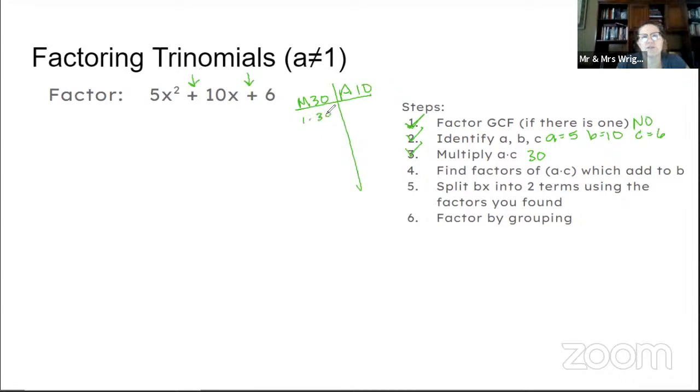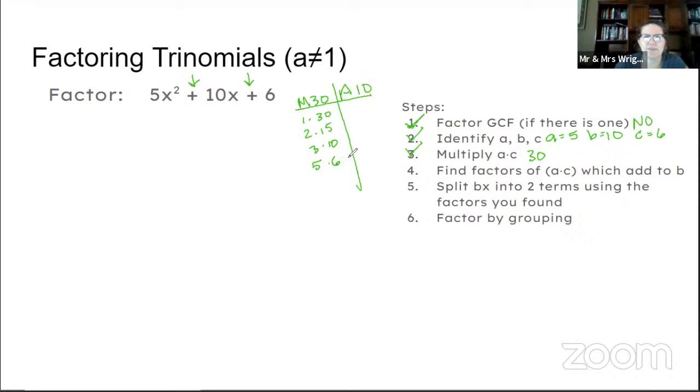So 1 times 30, 2 times 15, 3 times 10. Okay, those were the easy ones. Now let's see, 30 divided by 4. Okay, doesn't work. 30 divided by 5 is 6. So 5 times 6, and then 6 brings us full circle back around again. So we don't need to keep going. We need to see what adds to be 10.